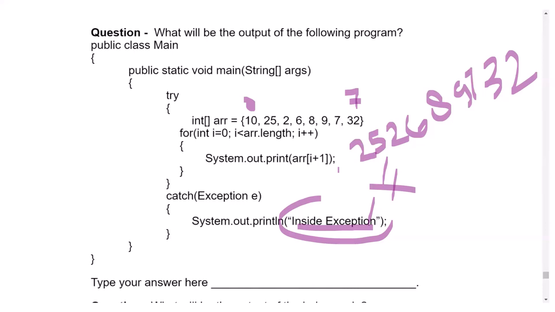These types of problems are in many questions, but even I cannot advise you whether you should write the complete output and then this error, or simply write this error. So this is a point of discussion, and only TCS knows whether they expect us to write only the exception, that is, inside exception, or the complete output. Okay, so please comment down what you think, or what you have discussed with your friends or faculties.